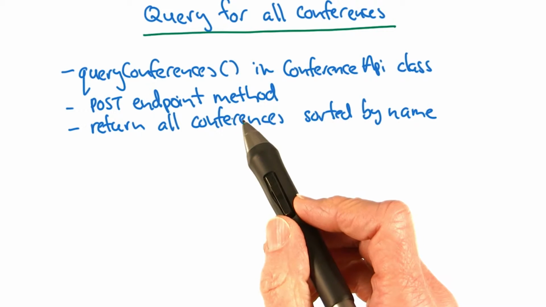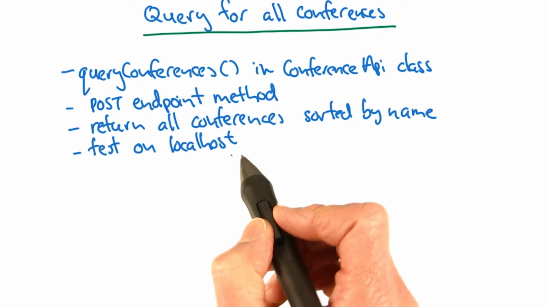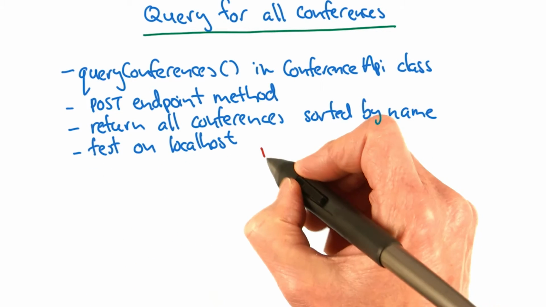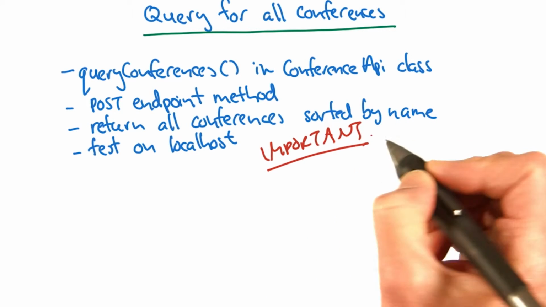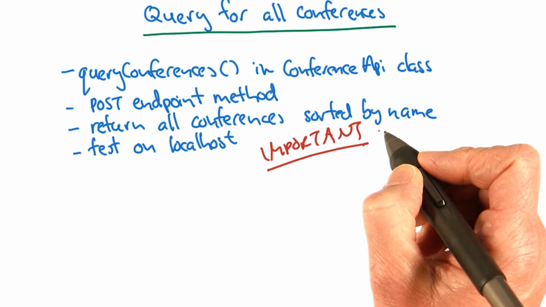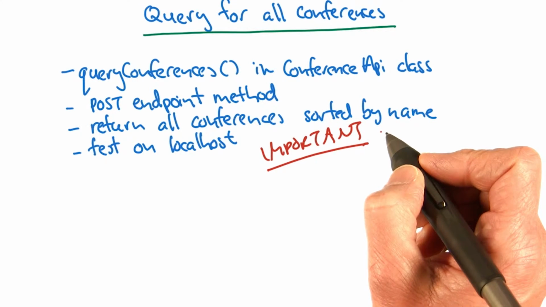And implement query conferences to return all conferences sorted by name. And when you've written your function, go ahead and test it on localhost. And that is important. It's really important that you test on localhost first. Don't cheat, don't deploy direct to AppSpot. You'll find if you do that, it probably won't work.